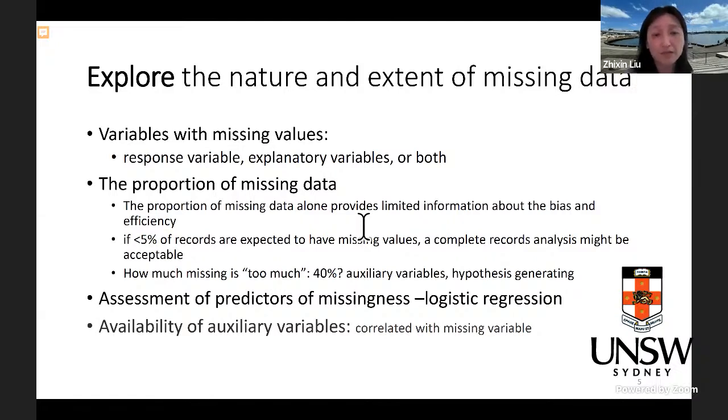Okay, so another exploration point is to look at which of the predictors I collected predict the missingness. Here the missingness is a binary outcome, so we can use logistic regression to see which variables in my collected data set can predict the missingness for that particular variable. And I already mentioned the auxiliary variable. So what is an auxiliary variable? These are variables that are correlated with the missing variable, but are not necessarily of interest in terms of the research question or the analysis. But they are very useful in helping with the missing data, particularly in the imputation setting.